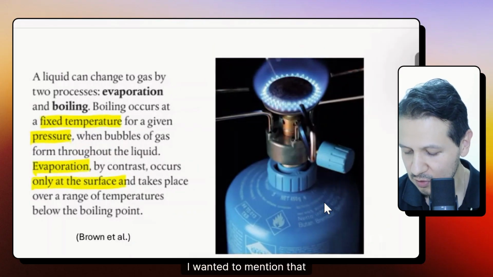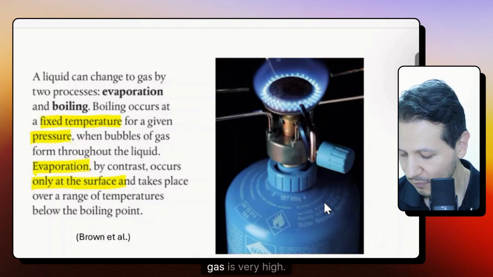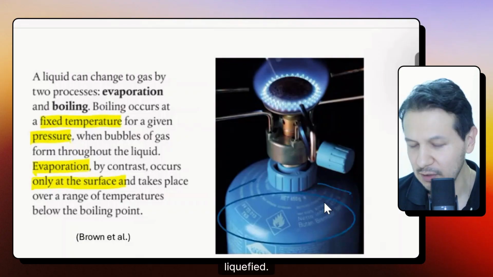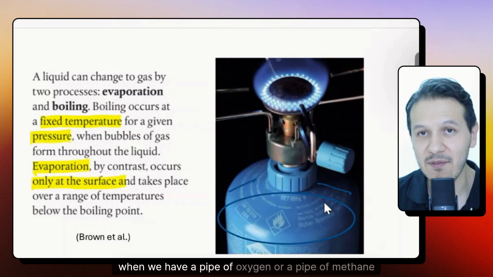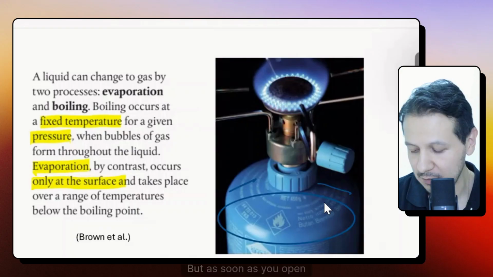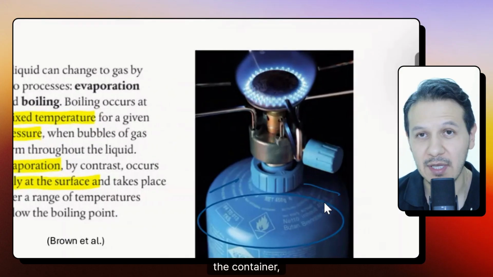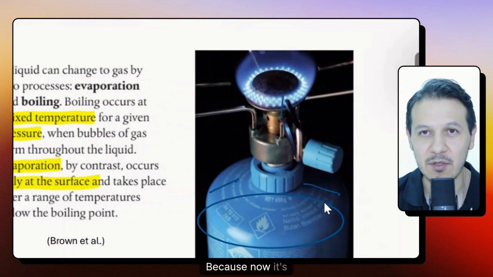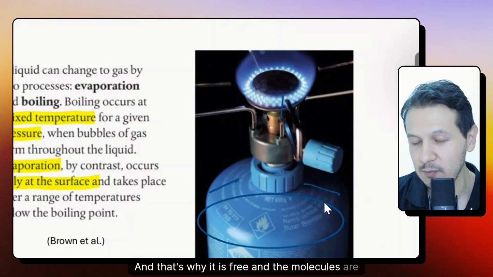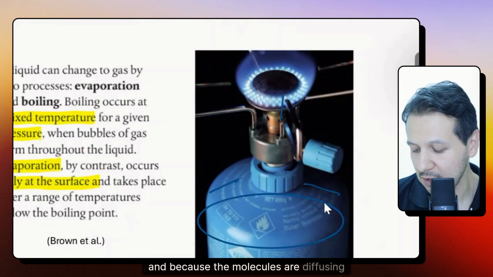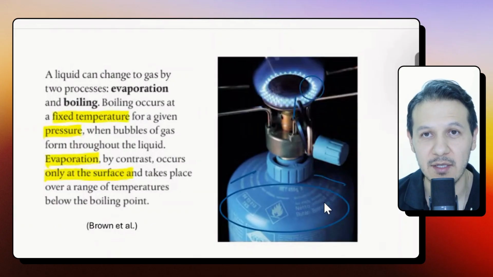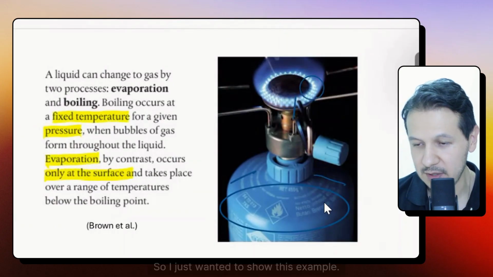Here I wanted to mention that the pressure of this gas is very high, and that's because it's compressed to this pressure. It is liquefied in this moment. When we have a pipe of oxygen or a pipe of methane or a pipe of a gas, you feel that this is like a liquid. But as soon as you open the container, it goes as a gas because now it's not exerting that pressure, and that's why it is free, and the molecules are diffusing very fast. And because the molecules are diffusing, here we take advantage of this, and then you can use this as energy. So I just wanted to show this example.